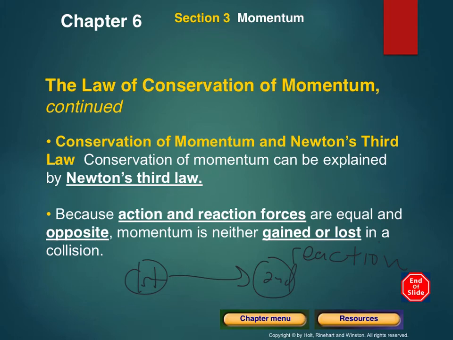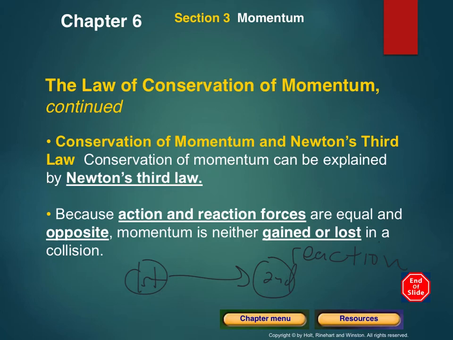Okay, so continuing this, you can see this conservation of momentum in Newton's third law. Newton's third law says that when an object hits or collides with another object, that object responds with a force in equal and opposite direction. Because the action and reaction forces are equal and opposite, momentum is neither gained nor lost.